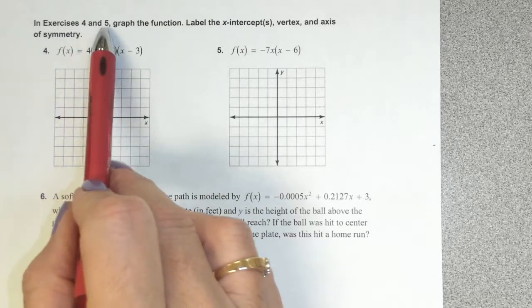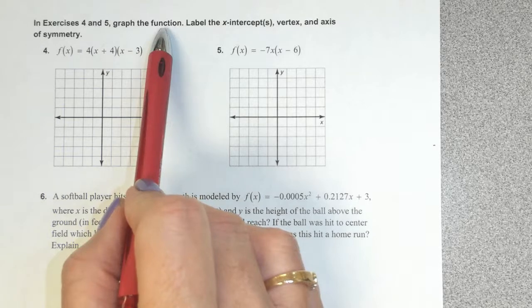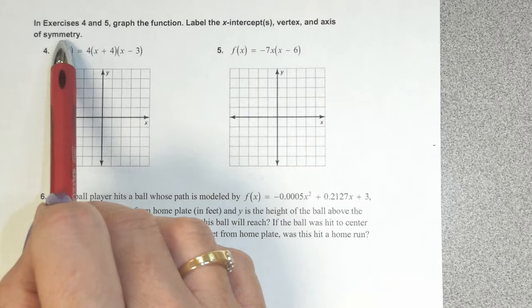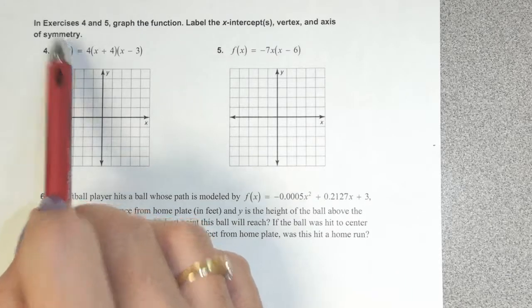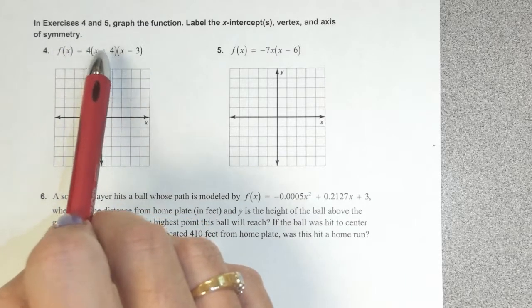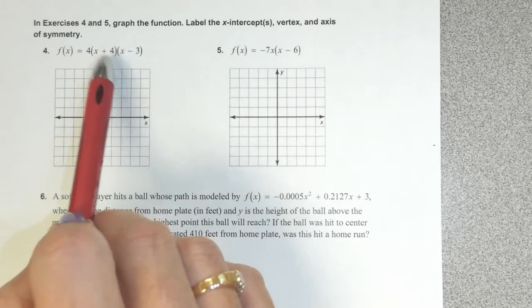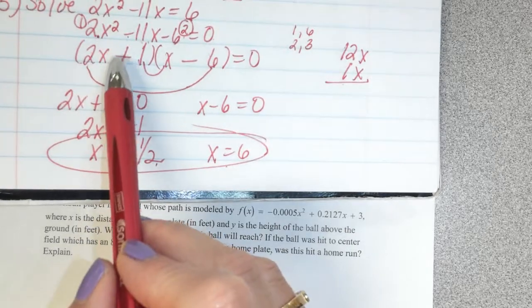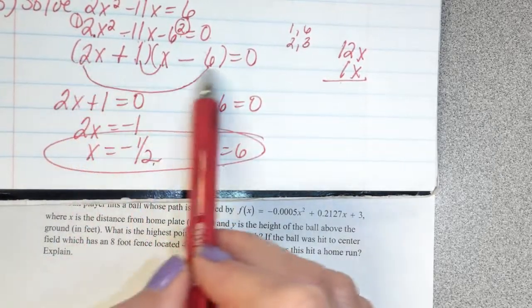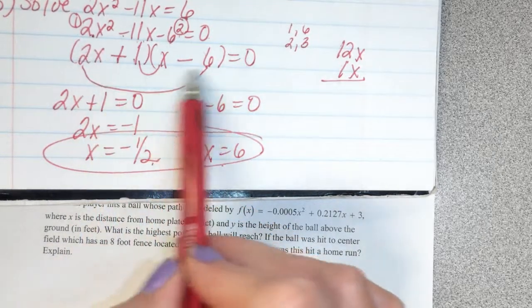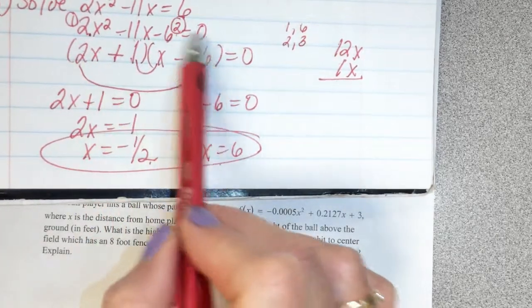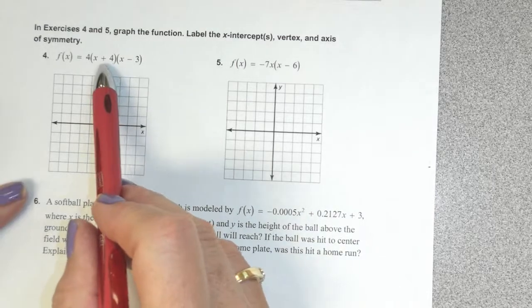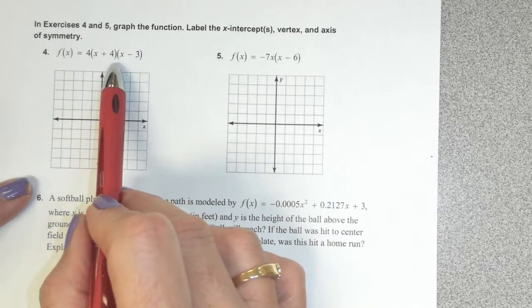In exercises 4 and 5, graph the function. Label the x-intercepts, the vertex, and the axis of symmetry. All right. This function is already factored for us. It's like in our warm-ups, right? In our warm-ups, this problem would have been easier if it was already factored for us. We could have quickly found our x-intercepts. So this one, in this form, it's already factored.